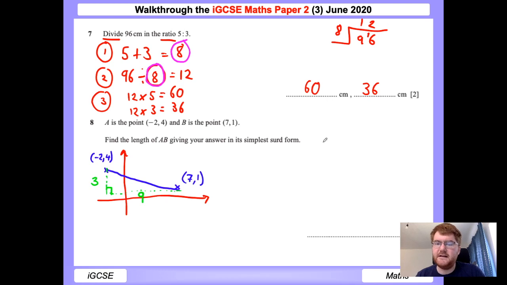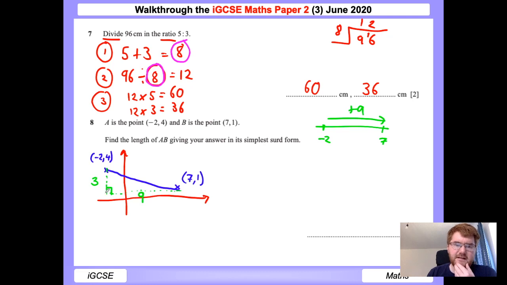You can even use the number line here. So you've got minus 2, there's minus 2, there's 7, and then think about the gap in between. Okay, that's where these numbers are coming from. And at this point, this now just becomes a Pythagoras question.